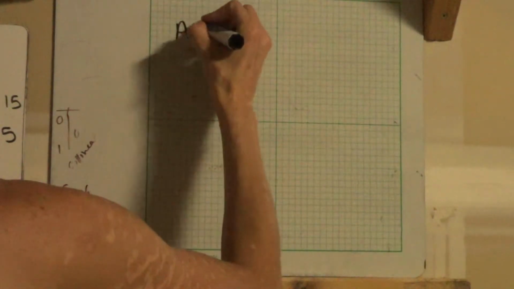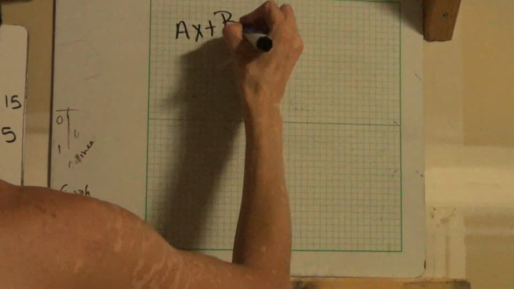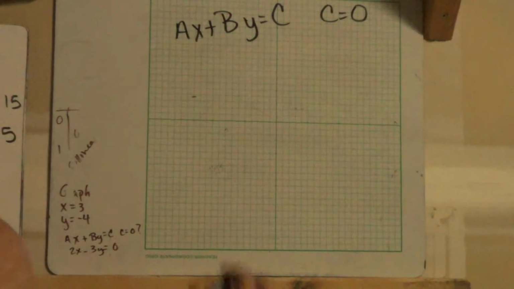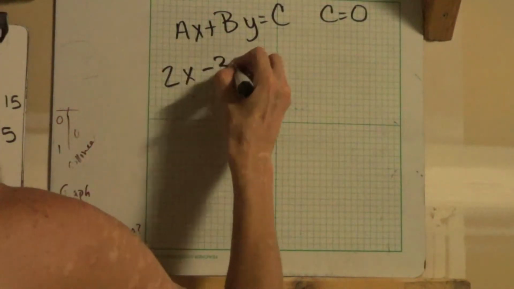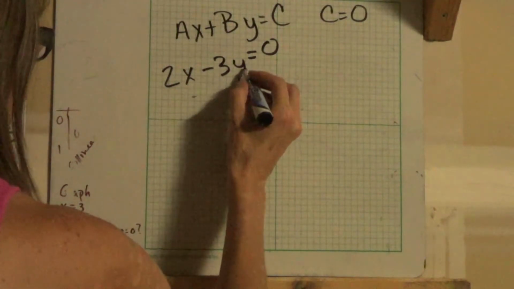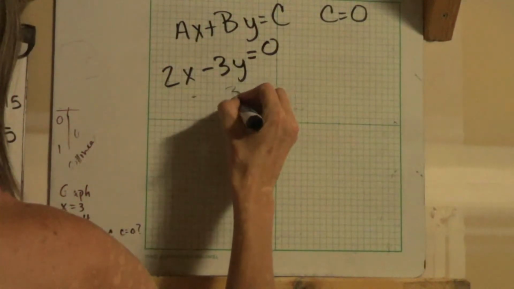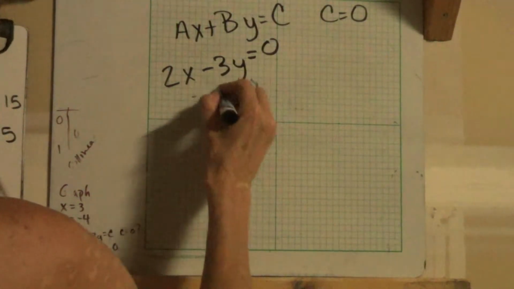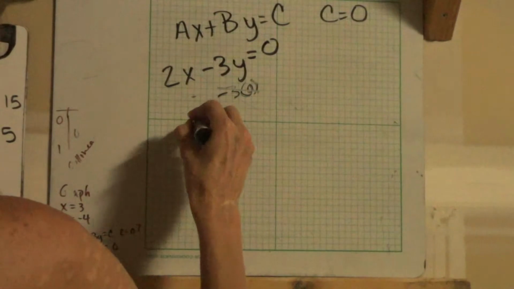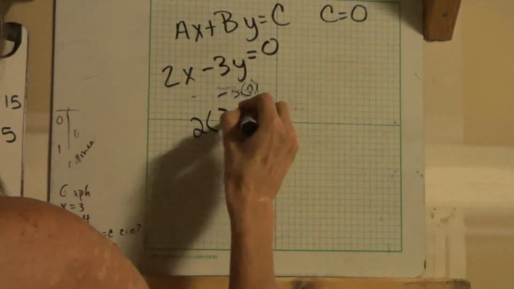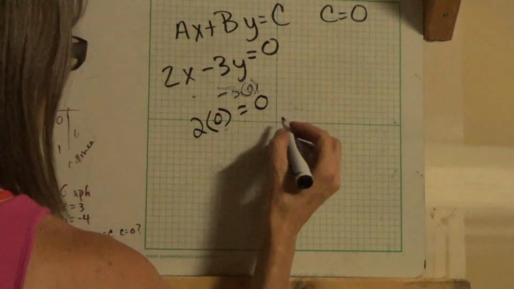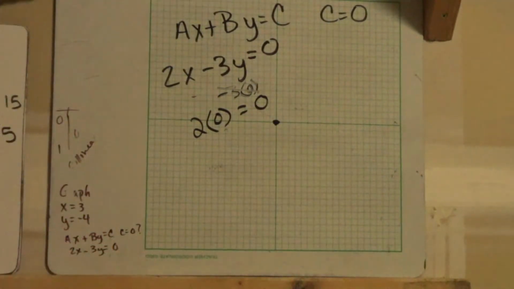A special thing happens with your standard equation. If you go to graph it and c is equal to 0, watch what happens. 2x minus 3y equals 0. Well, we plug in 0 for y. That'll wipe out. 2x equals 0. 2 times what equals 0? Well, 2 times 0. So on that one, you just know that it's crossing at 0, 0.